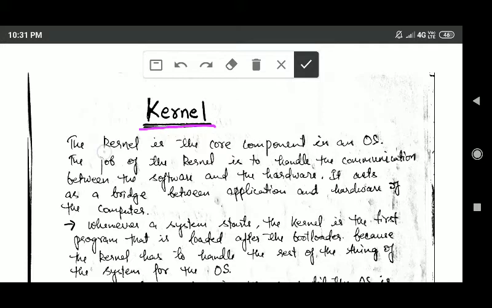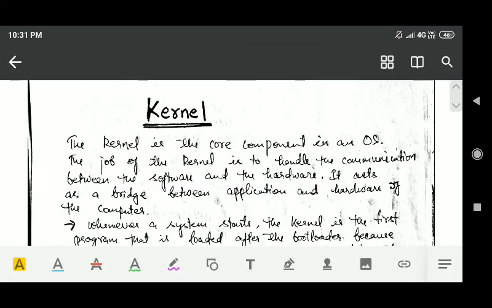The kernel is the core component in an operating system. The job of the kernel is to handle the communication between the software and the hardware. The kernel acts as a bridge between application and hardware of the computer.